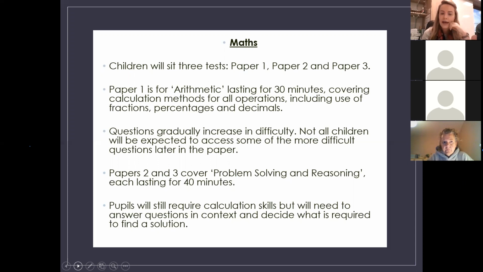Papers 2 and 3 cover the problem solving and reasoning. So they're all the word problems where they've got to apply their knowledge to different tasks. They could be multi-step questions, reading graphs, reading statistics, and making sure that they then apply the different methods correctly to those questions. Those each last 40 minutes. The pupils will still require calculation skills, but will need to answer questions in context and decide what is required to find a solution.